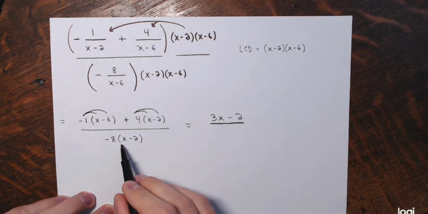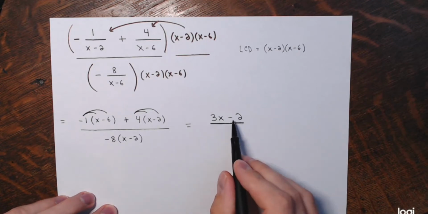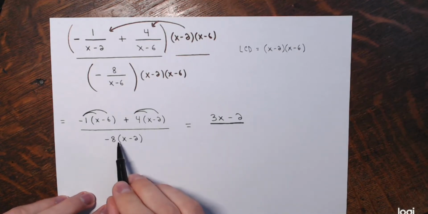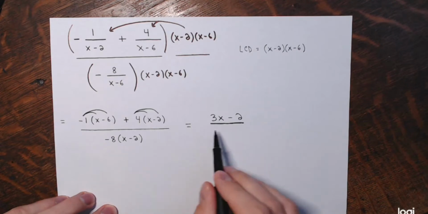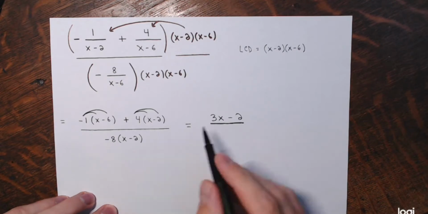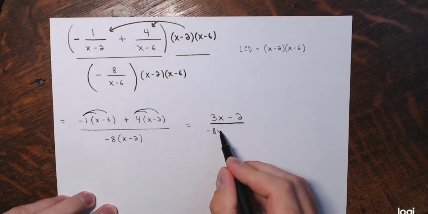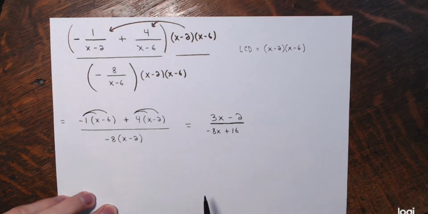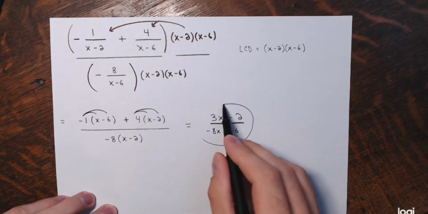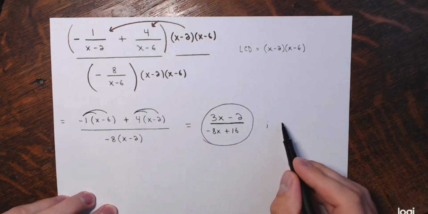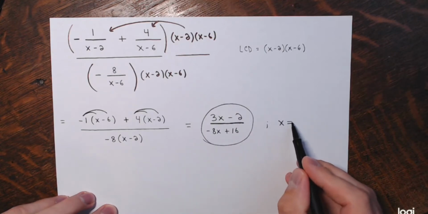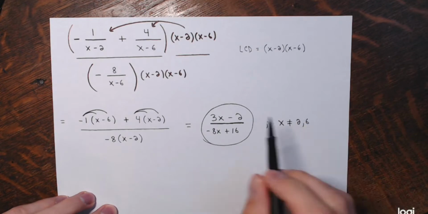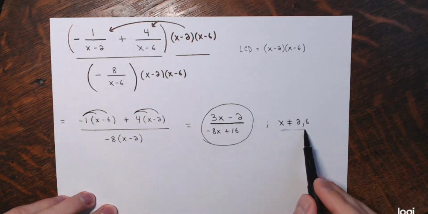And the denominator, since this doesn't factor any further, and I'm not seeing 3x minus 2 as a factor in the denominator, this will be as simplified as it gets. So you can put the -8 in, make it -8x plus 16. And this is totally valid right here, right? And the only values x can't be are 2 and 6, right? Because those will make the denominator 0, but anything else is fine.